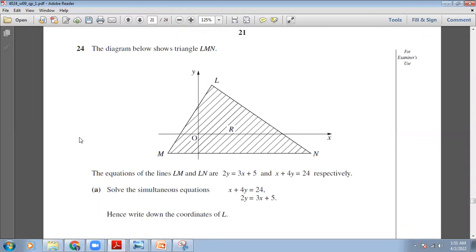The diagram below shows the triangle LMN. Where is the triangle LMN? The equations of the lines LM and LN are given. The equation of this line LM is 2y equals 3x plus 5. And the equation of the LN line is x plus 4y equals 24, respectively. Solve the simultaneous equations. So I'm going to solve this and this simultaneously. It will give me the values of x and y, and they will be the coordinates of the point of intersection of these two lines.